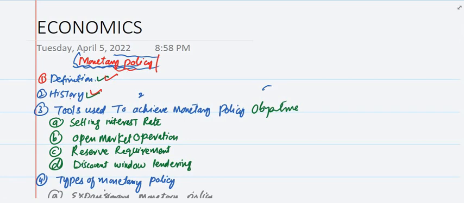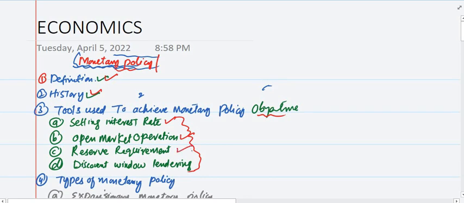the monetary policy, and then we will discuss some tools that are used to achieve the monetary policy objective, which we will take from the definition, that is, what is the objective of the monetary policy. And then we have four tools that we will use to achieve the monetary policy objective. The first one is setting the interest rate. Then we will discuss the open market operation.